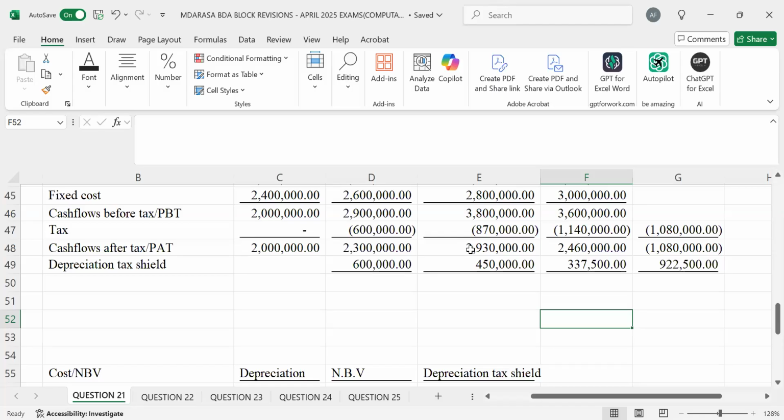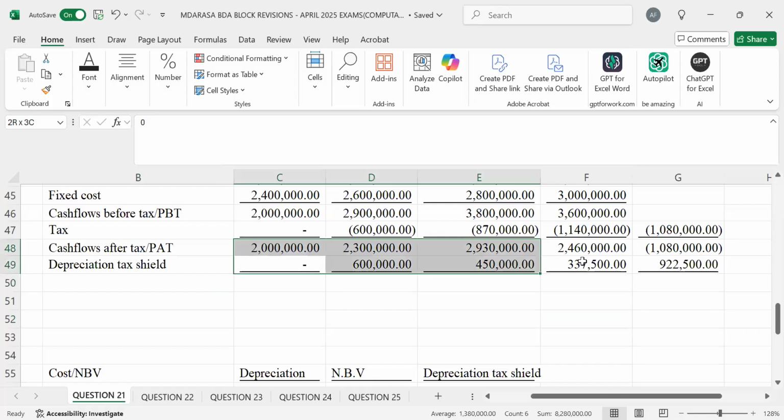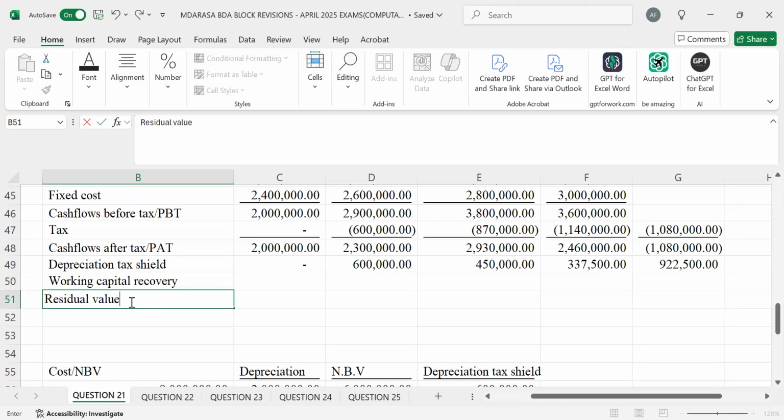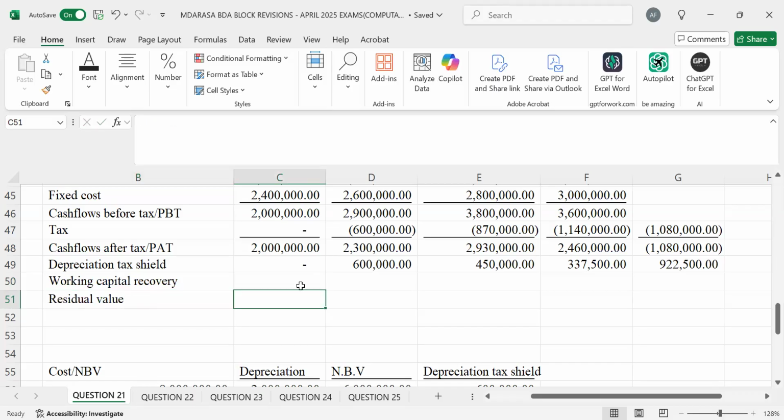We're going to add that value. So that in this context, we should have the aspect of our cash flows at that point. Consider if at all we had any other item of working capital recovery and the residual value. In our case, we didn't have any working capital.